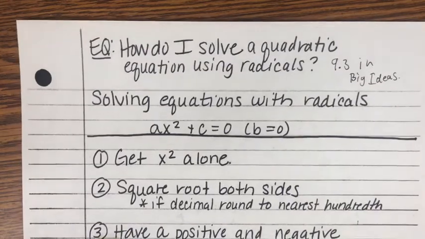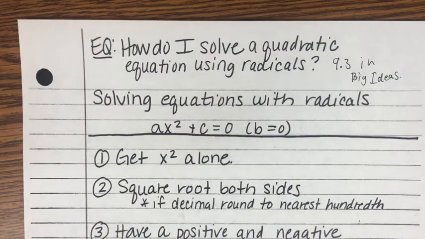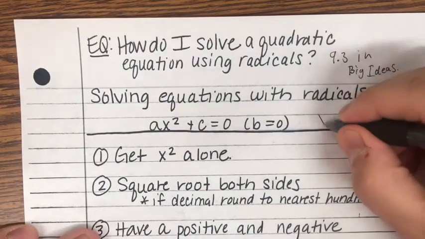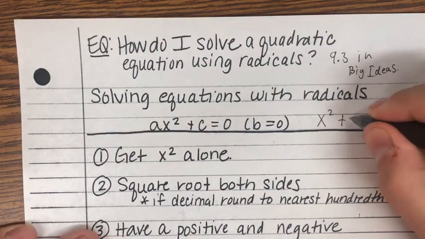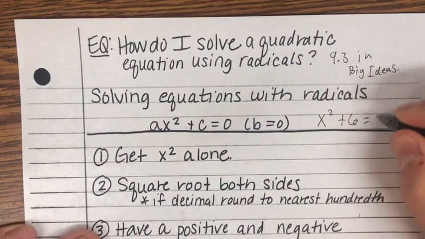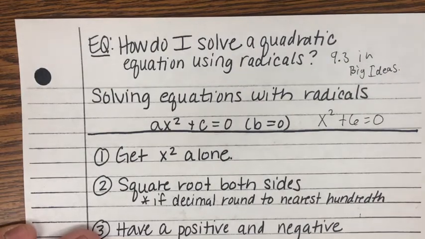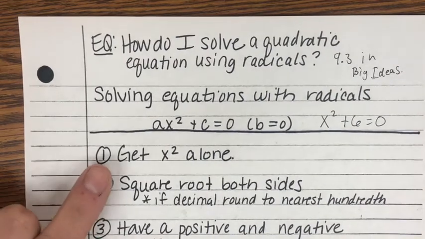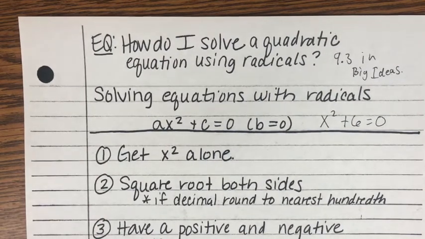We can only use a radical if there's just an x squared. So there's not an x term involved. We'd have something like x squared plus 6 equals 0. There's no x, just x squared. If there's an x, we're going to have to factor, all right? So for us to use this method, we're going to isolate the x squared just like we're solving an equation.